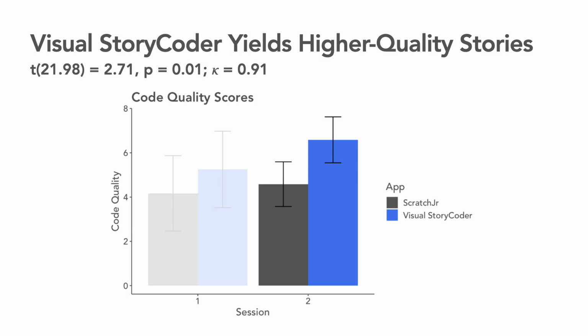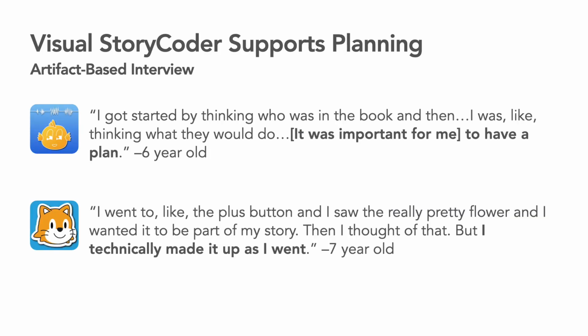As a follow-up, if we look only to session 2, where students have had an opportunity to familiarize themselves with the app and what it can do, we find that students using Visual StoryCoder do create statistically higher quality stories than those using Scratch Junior. We attribute some of this difference in code quality to the app's scaffolding around planning, a key computing practice.